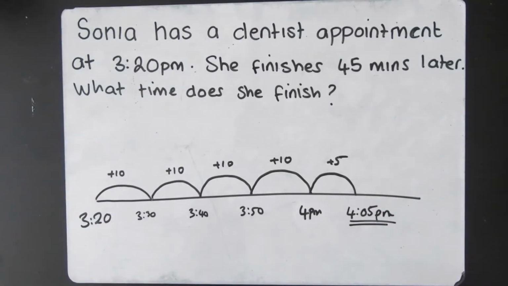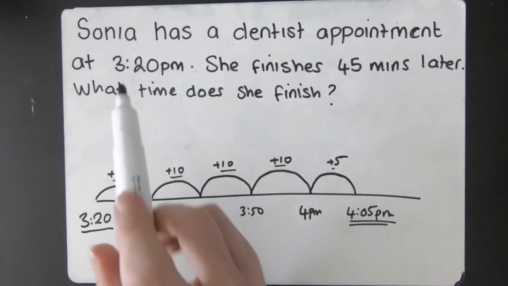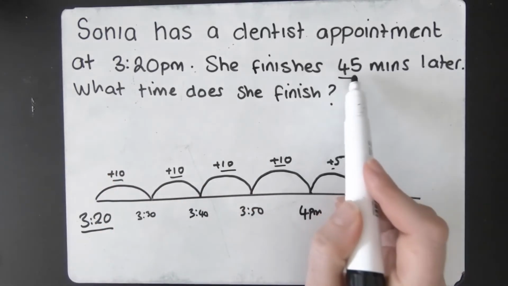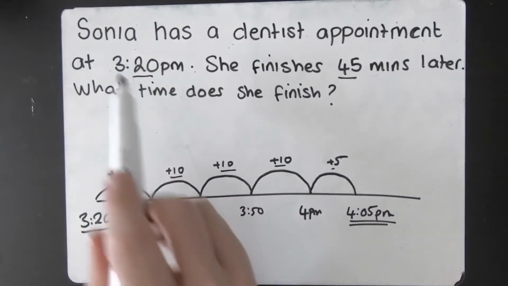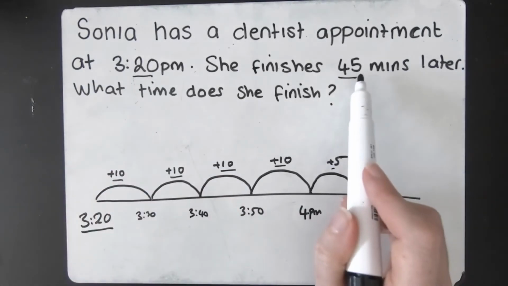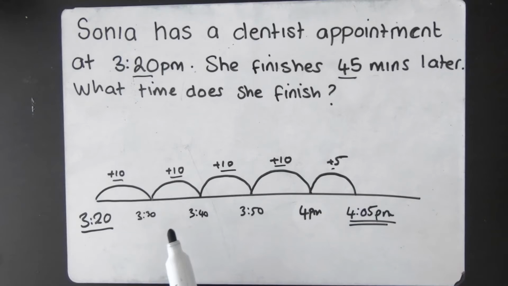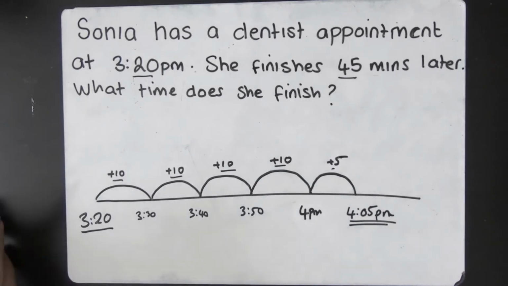4:05. We have added 10, 20, 30, 40, 5 minutes onto 3:20. And it's given us 4:05 p.m. Which is exactly the same when we did it quickly in our head. That 40 added on to the 20, that's 60, so that's 4 o'clock, plus the 5, 4:05. Right, let's have another go, shall we?